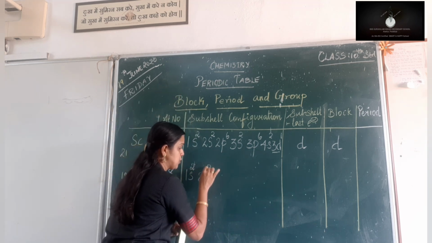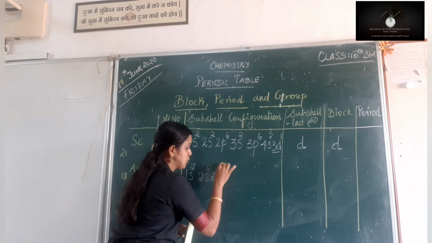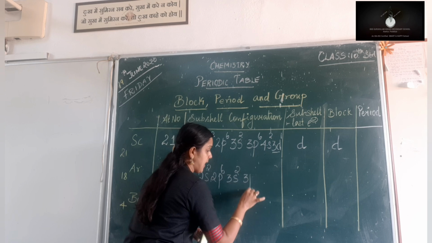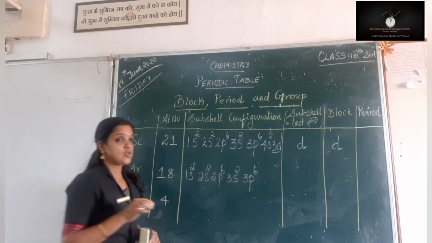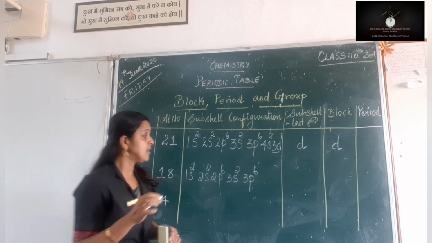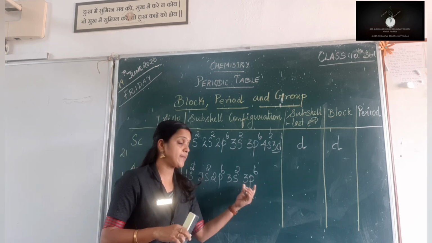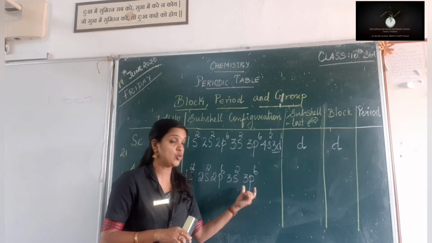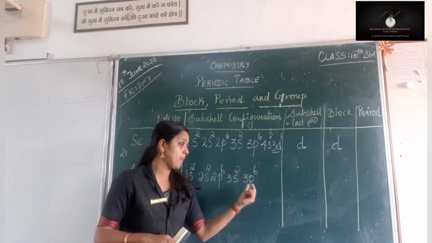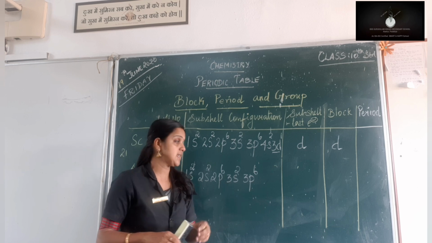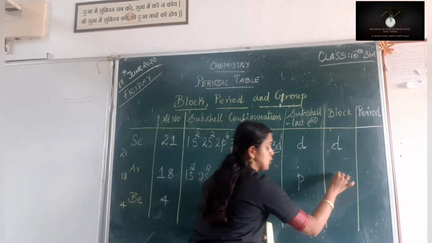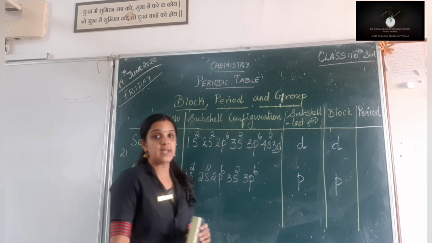1s2, 2s2, 2p6, 3s2 and 3p6. So this is the configuration for argon. Now tell me the electron which subshell it gets into. That is, the last electron is getting into which subshell? We have our p subshell. So it is p subshell. So argon belongs to p block.